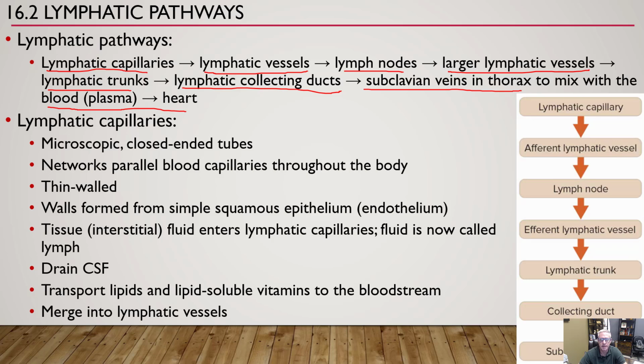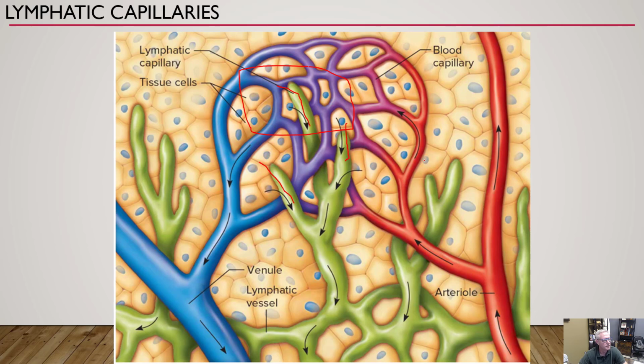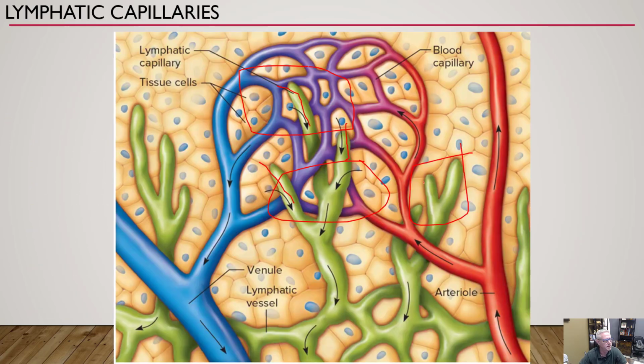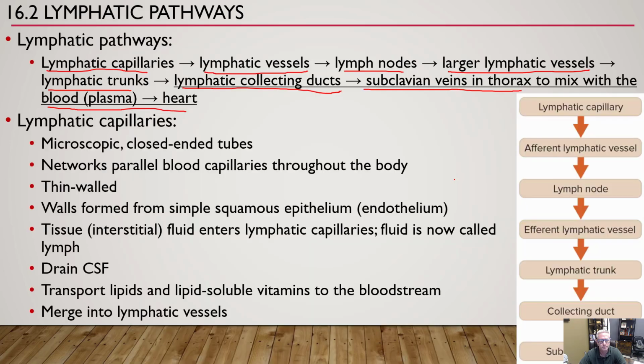So from the collecting ducts, we'll go ahead and underline that. You'll need to know that. These lymphatic capillaries, these things right here, are closed-ended tubes. You can see they're very closed. They don't have spaces, and we'll look at this more on a microscopic level later on.